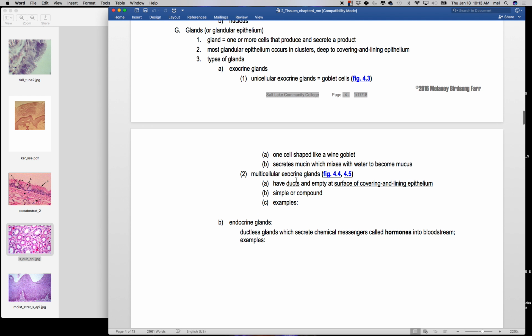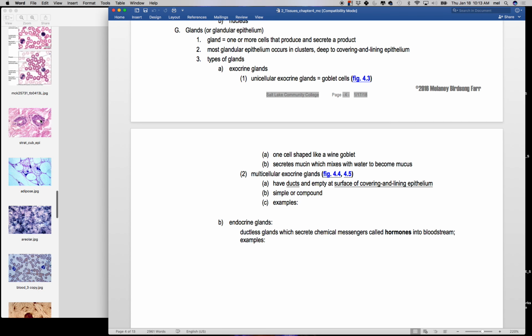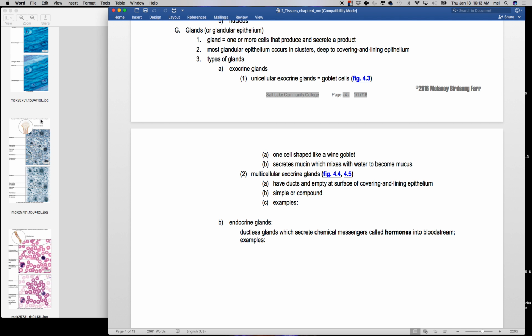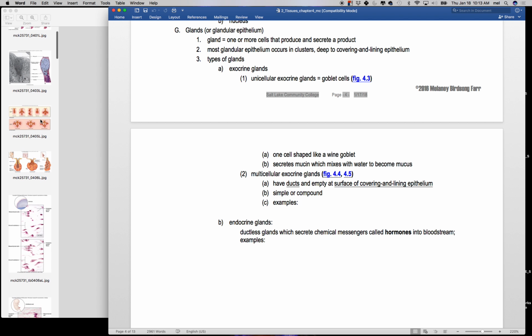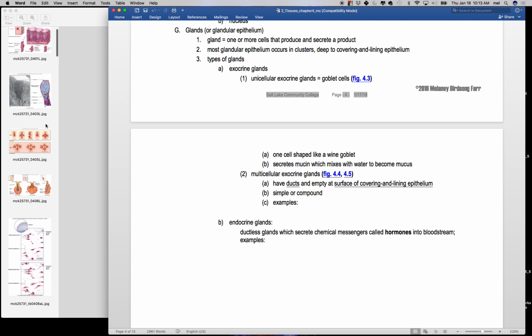So last little tidbit about epithelial tissue is just that not all epithelial tissue is covering surfaces specifically. Some of it is actually forming glands. So let's find our glandular epithelium for just a second. Glands are slightly different than the rest of the epithelium, but they still have some of the other characteristics. They still have a really rapid rate of cell division. And a gland is simply one or more cells that produce and secrete a product.